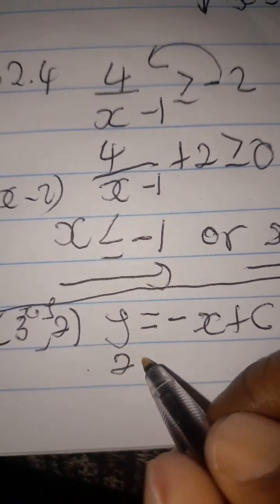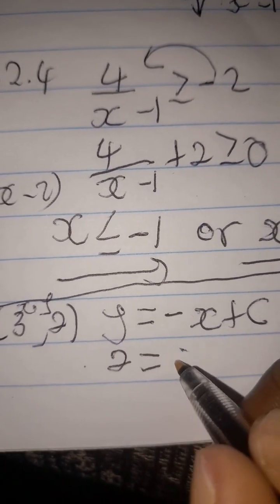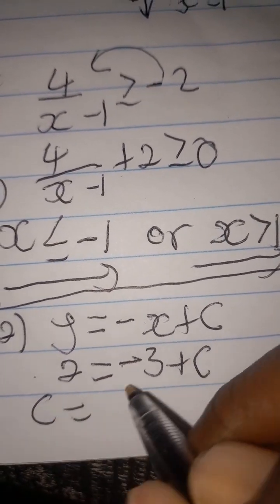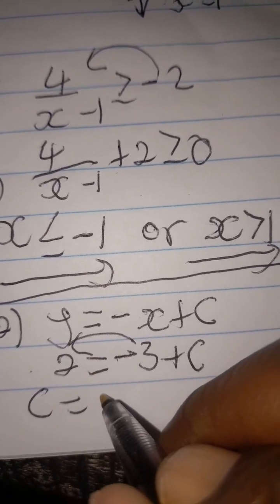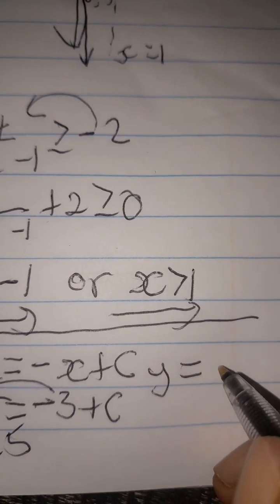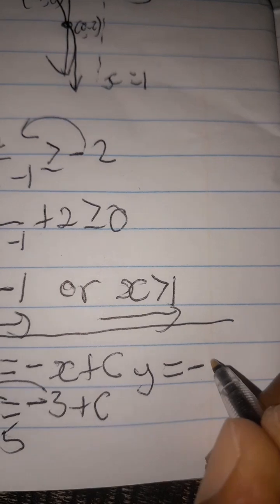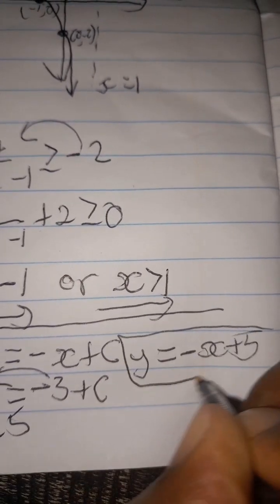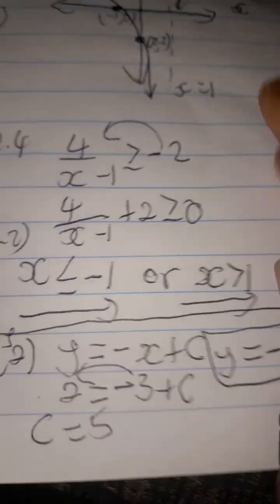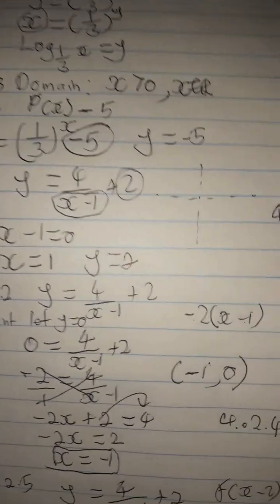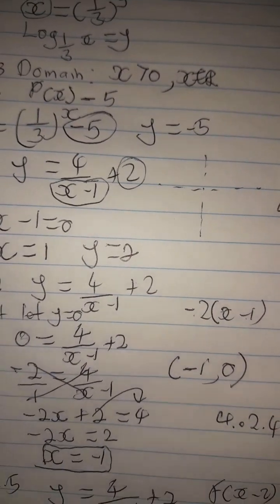Meaning that where there is y, you're going to put 2, and where there is x, you're going to put -3, plus c. Then take -3 to the other side. This will be 2 plus 3, which is 5. So the equation of symmetry that has a negative gradient will be y = -x plus 5. So that's the solution in this case. That's how, guys, we can work out question 4, right?